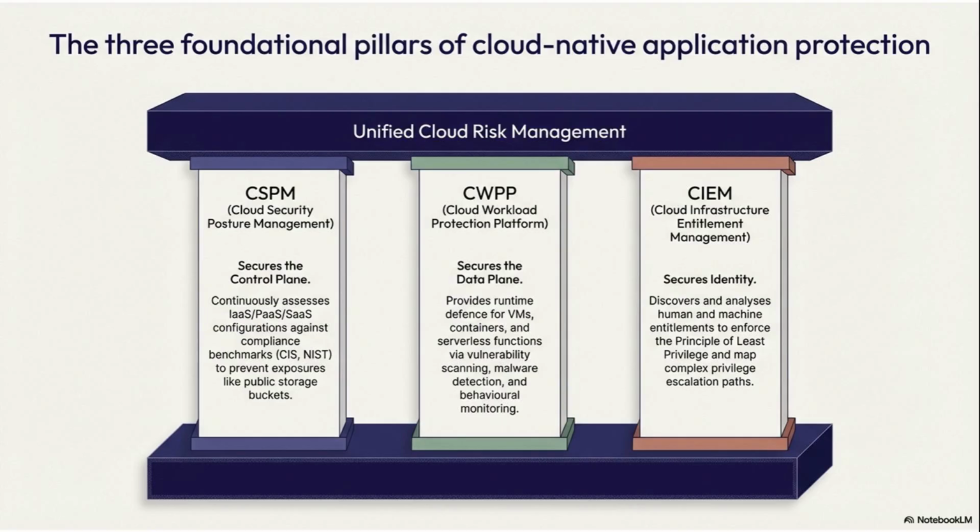Unified Cloud Risk Management is built on three foundational pillars: CSPM for control plane security, CWPP for data plane protection, and CIEM for identity security. Together, they ensure comprehensive cloud-native application protection.